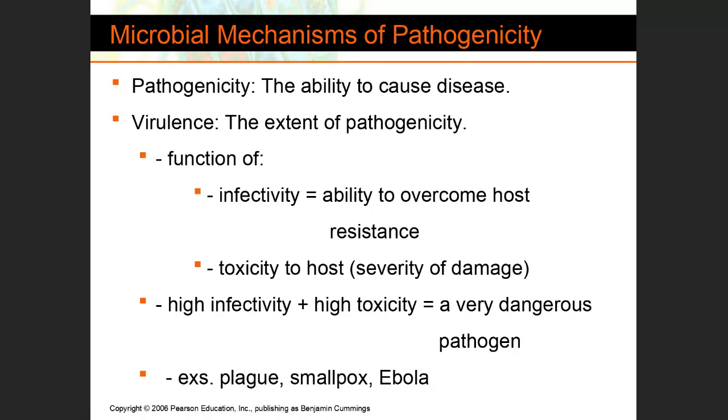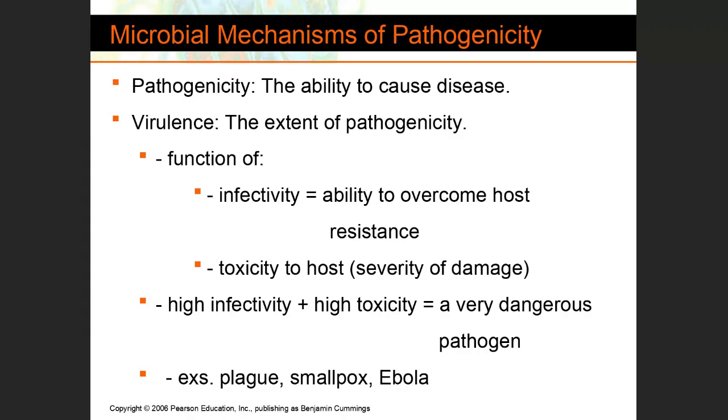And virulence is a term I'm sure you've heard, usually used with a virulent pathogen, so a really dangerous organism. So virulence is the extent or degree of pathogenicity. So just how well can that pathogen cause disease? And virulence is a function of two things, infectivity and toxicity. Infectivity refers to the ability of that pathogen to overcome host resistance. So in other words, to overcome the immune system. And toxicity refers to the severity of the damage to the host.